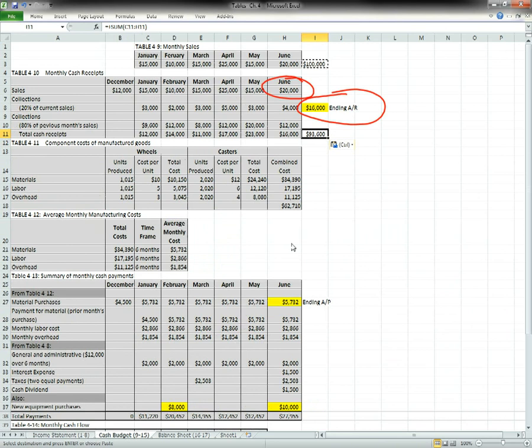So we have the number of units produced, the cost of material for each unit is $10, so we have a total cost of material of $10,150. For the casters, we do exactly the same thing and have a combined cost of $34,390 for materials. Now, that's over 6 months. On a monthly basis, if we just assume that we're going to engage in level production and produce the same amount every month, we have a cost of $5,732.